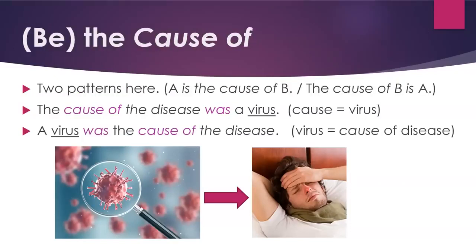Let's look at each of these individually. Be the cause of. Actually, there are two patterns here. A is the cause of B, or the cause of B is A. The cause of the disease was a virus. The cause is the virus. This is the noun usage. A virus was the cause of the disease. In this case, the virus is the cause of the disease. The only difference is we moved the virus to the beginning of the sentence here, but it basically means the same thing.